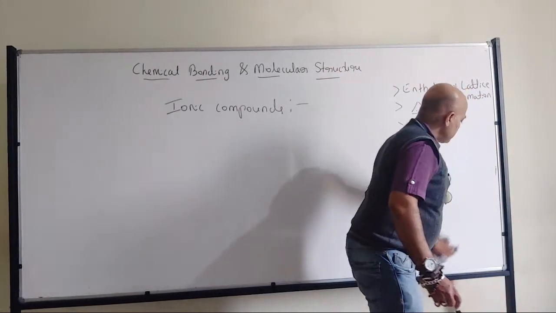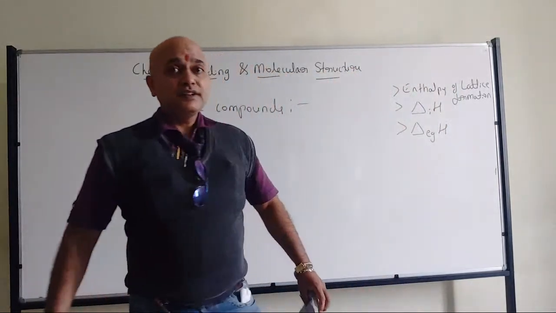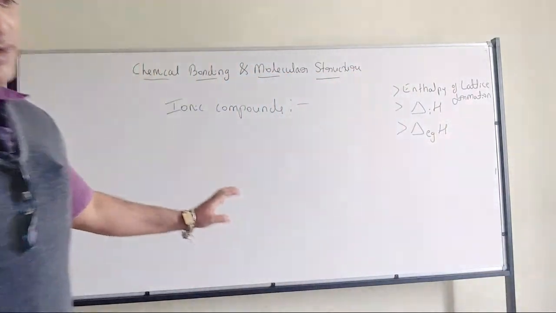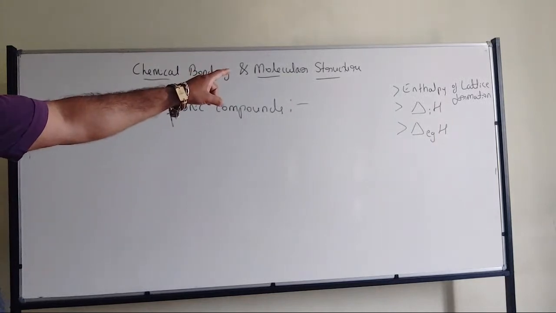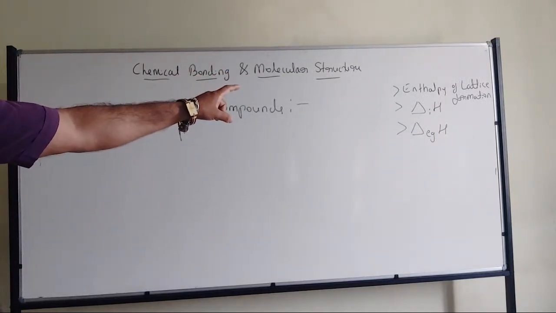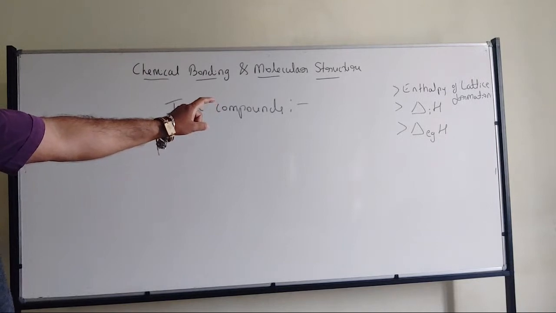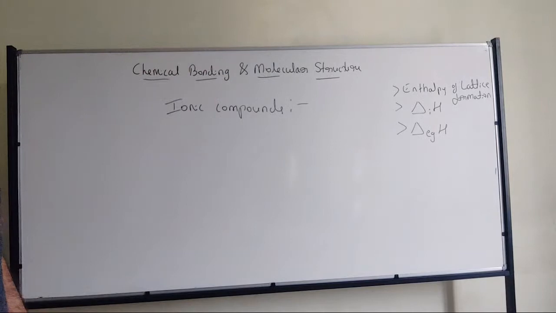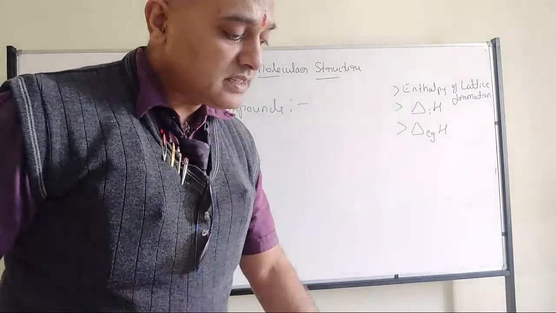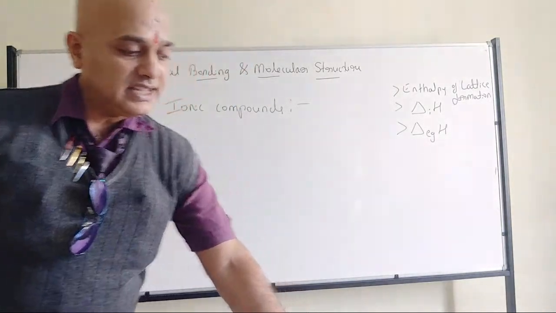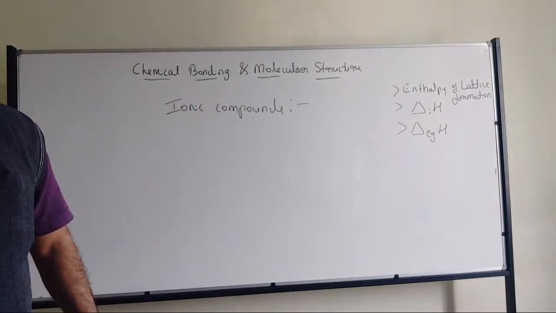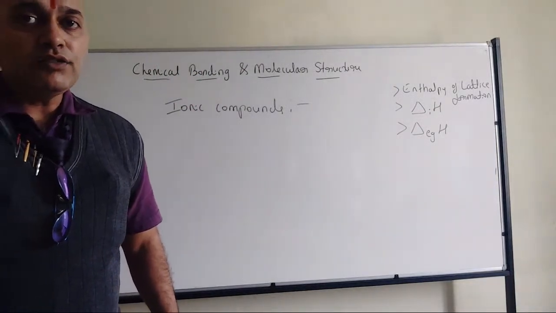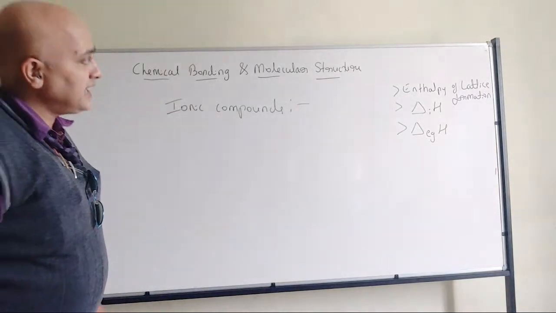So for ionic compounds, for ionic crystals to get formed, these three are the major factors which are going to decide. Which are those three factors? One is the ionization enthalpy of an element. Next is the electron gain enthalpy of the element. And the next is the enthalpy of lattice formation. All of you have understood? Any doubts? Shall I move to the next one?